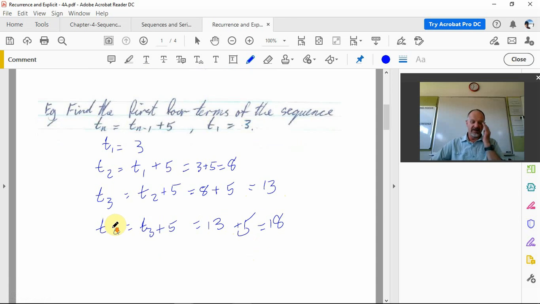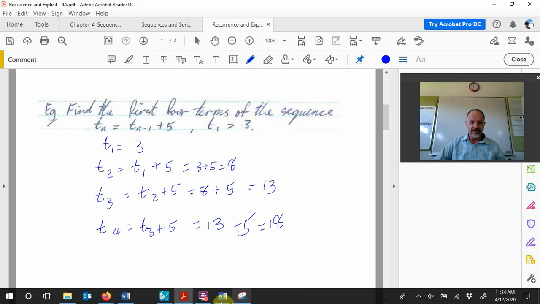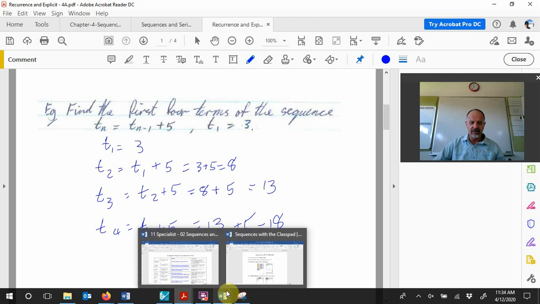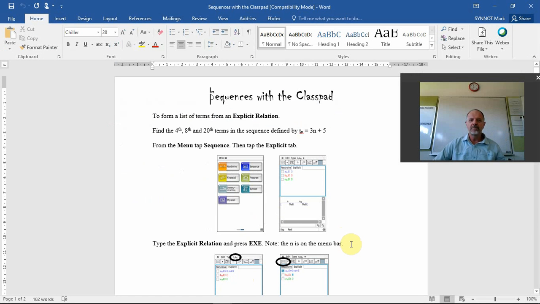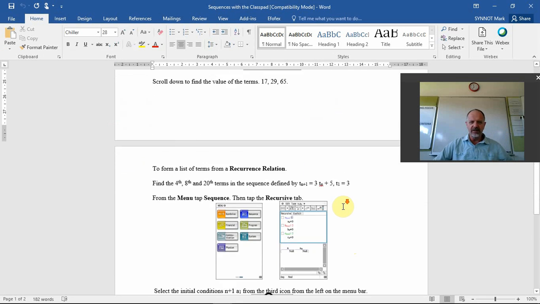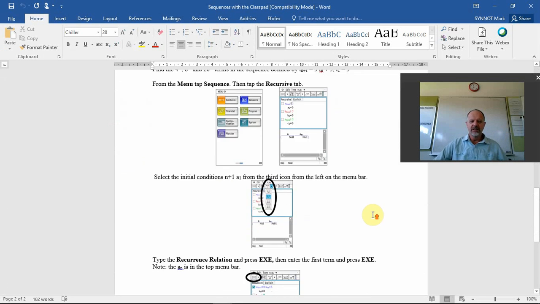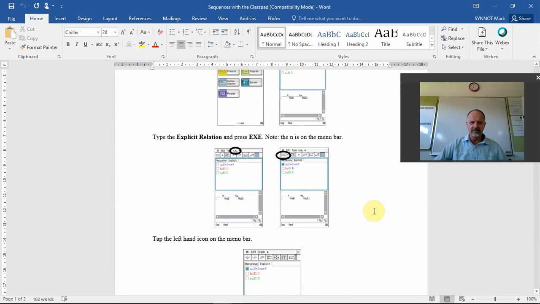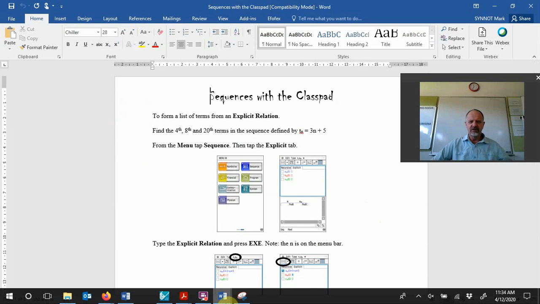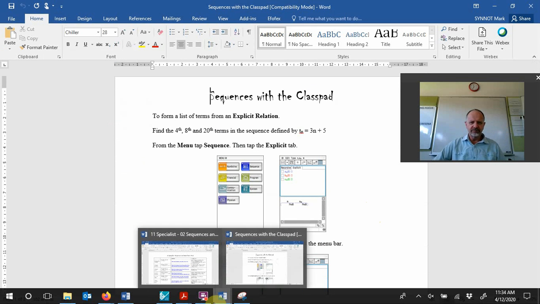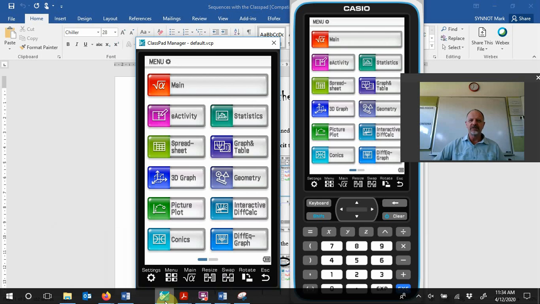Now, the downside of this, of course, is if you want term 10, you've got to keep going and doing all of that. You can use your calculator, and I'll show you how to use the calculator. There's also a sheet, this one here. Sequences in explicit relation is not the one we're doing at the moment. Recurrence relation, there we go. So there's how you do it on the calculator. You should have that handout. It's on the website as well.